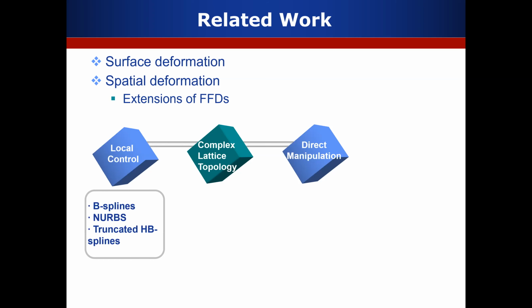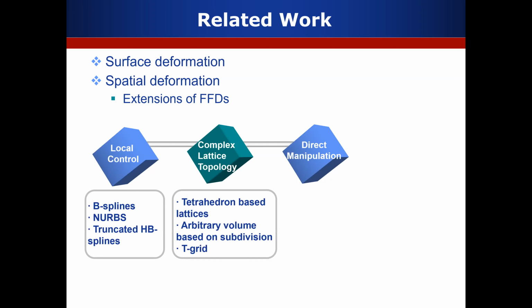So the original FFD is global control. To support local control, the original Bezier basis function is replaced by B-splines, by NURBS, by truncated hierarchical B-splines. To make the topology of the control lattice more complicated, some extended FFDs were proposed, such as tetrahedron-based lattice, arbitrary volume based on subdivision, and T-grid, so that the control lattice could be shaped without the constraint of a parallelepiped.